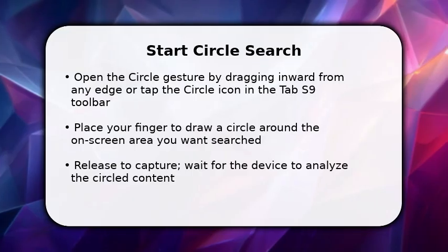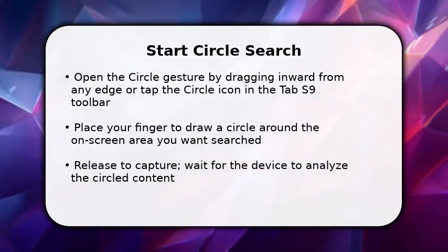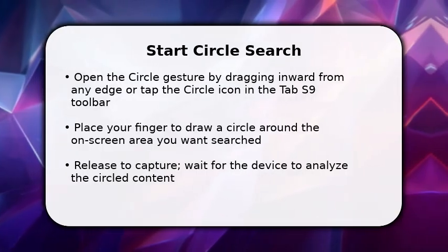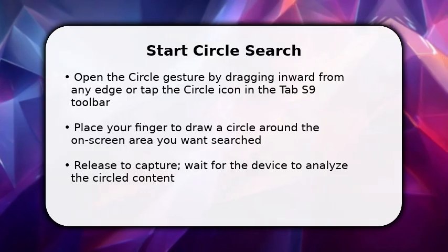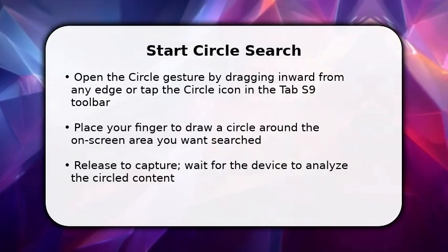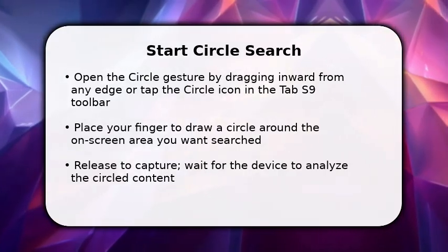You begin by invoking Circle Search immediately. Don't detour into settings. Place your finger on the screen and draw a clean circle around the content you want found. This defines the region to analyze. Once you release, the Tab S9 captures a snapshot of the circled area and starts local recognition.